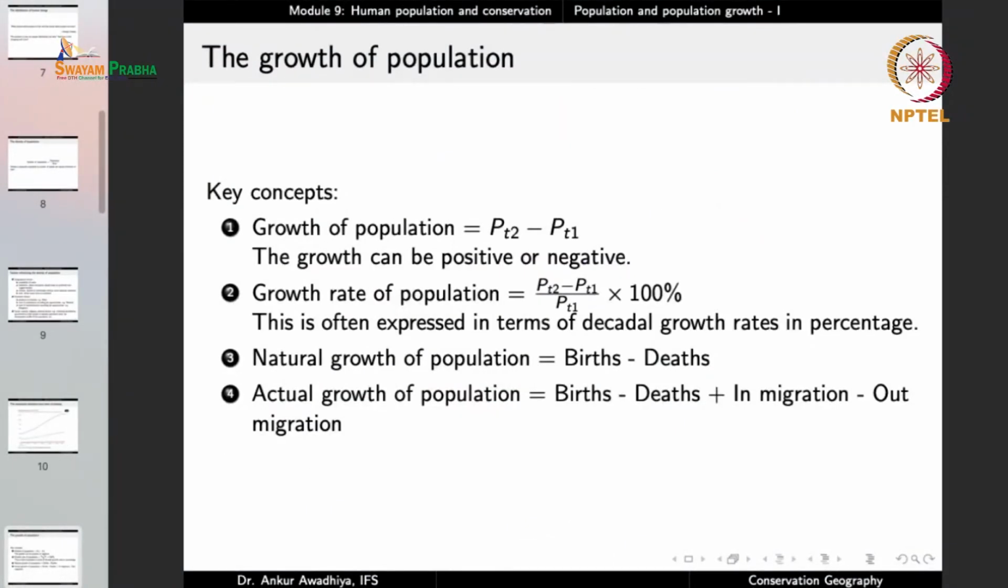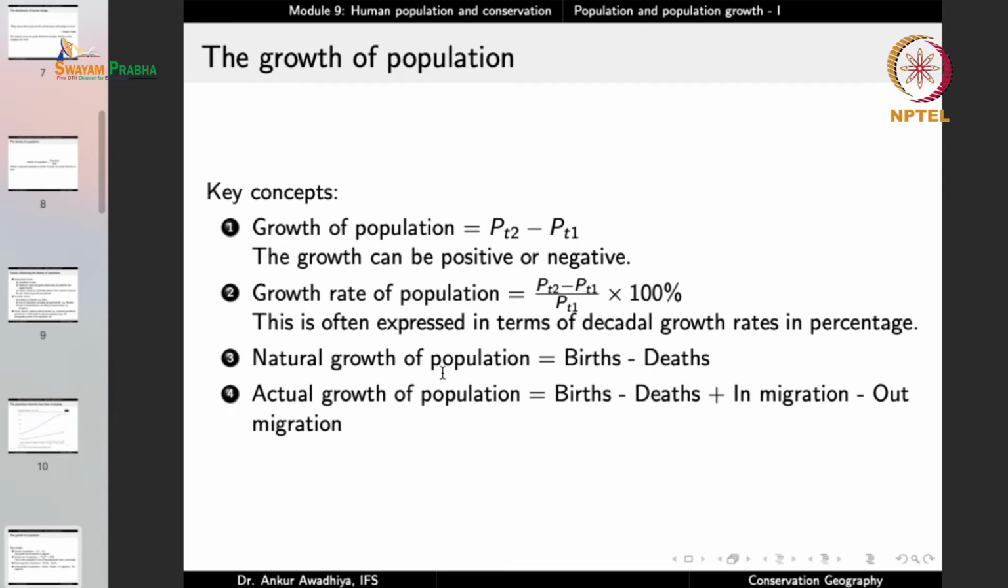Now, how does this growth occur? The growth of population can be understood by certain key concepts. The growth of population is defined as population at a time t2 minus population at a time t1, where t2 comes after t1. So this growth can be positive or negative. If the population increases with time, that is, population at t2 is greater than the population at t1, then the growth is positive. If the population reduces with time, then the population growth is negative.